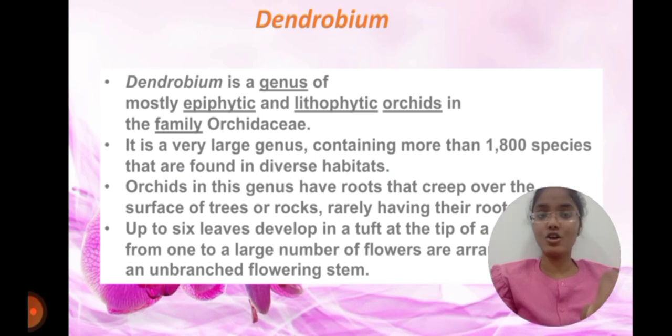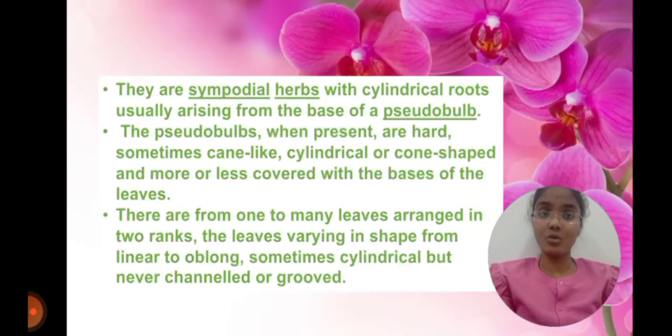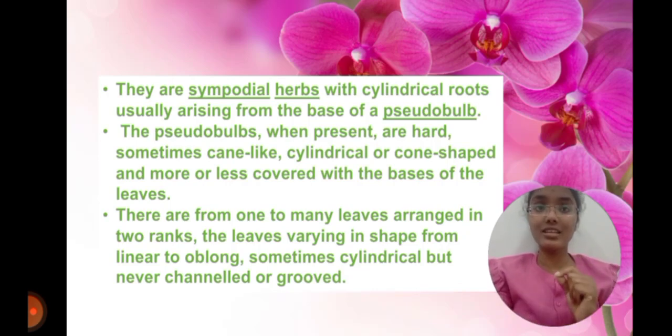Dendrobium is a genus of mostly epiphytic and lithophytic orchids in the family Orchidaceae. It is a very large genus containing more than about 1800 species that are found in diverse habitats. These are also sympodial herbs with cylindrical stems usually arising from the base of a pseudobulb.